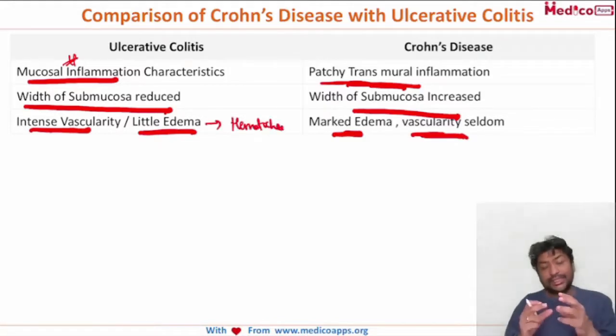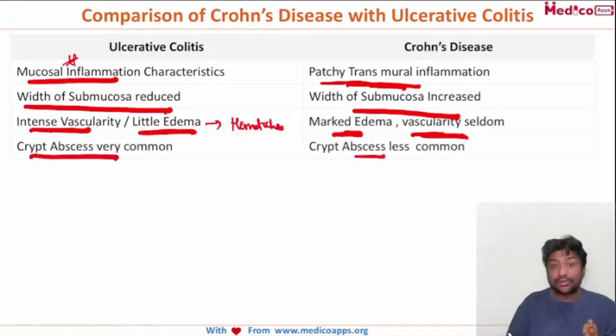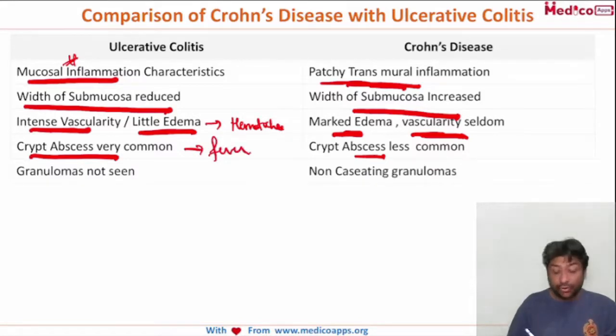Here the GI is very friable. Crypt abscess is more common here, it is less common there, and that is why most of these patients will present with repeated fever. Granulomas on biopsy are not seen here. Here non-caseating granulomas are seen. So that's why Crohn's disease is also called granulomatous inflammatory bowel disease.